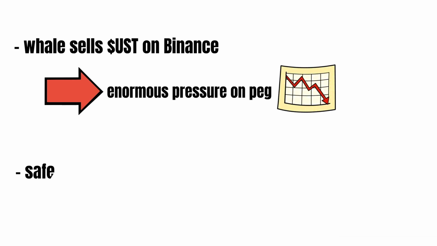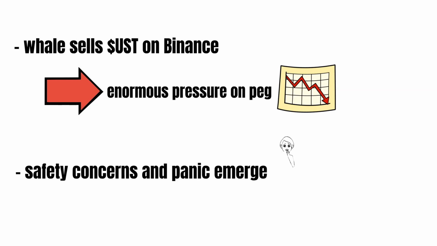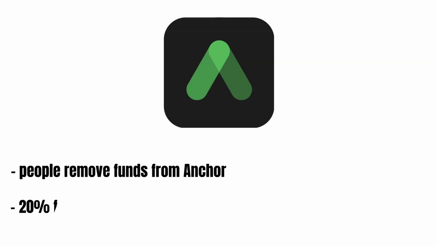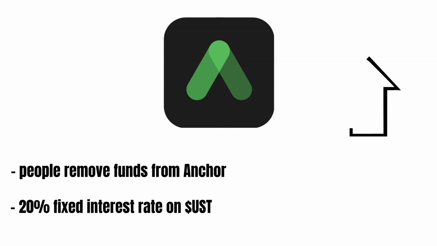However, UST was below the $1 peg, which is why funds and VCs sold vast amounts of UST because of safety concerns. Also, the Terra lending protocol Anchor was affected as many investors and institutions removed their UST from Anchor. On Anchor, people were able to earn a fixed interest rate of around 20% on their stablecoins. If you want to learn more about how this worked, check out our previous episode by clicking on the link in the right hand corner.